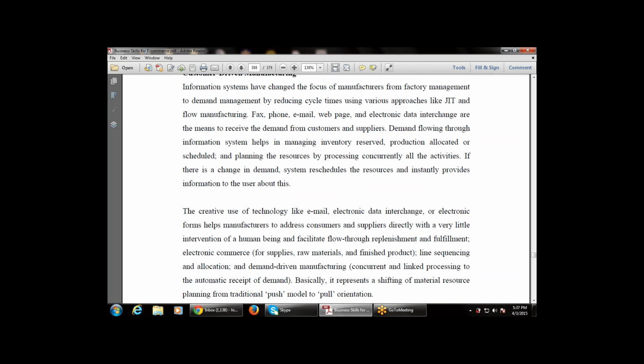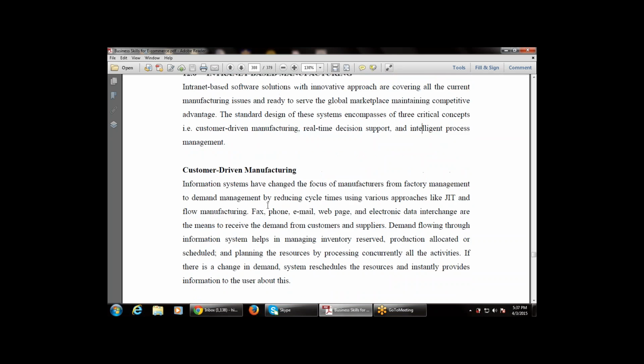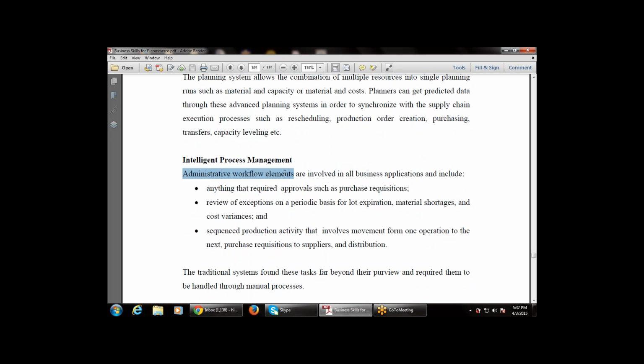Next issue, or the next concept that is used, is intelligent process management. So these are the three critical concepts that are used with the internet. Intelligent process management means process management is done in an effective, intelligent way, that allows the business applications to include the admin. What are the various business applications in which admin workflow elements are involved?